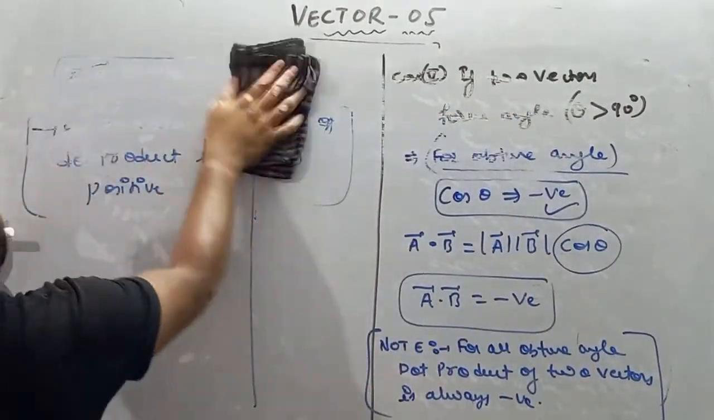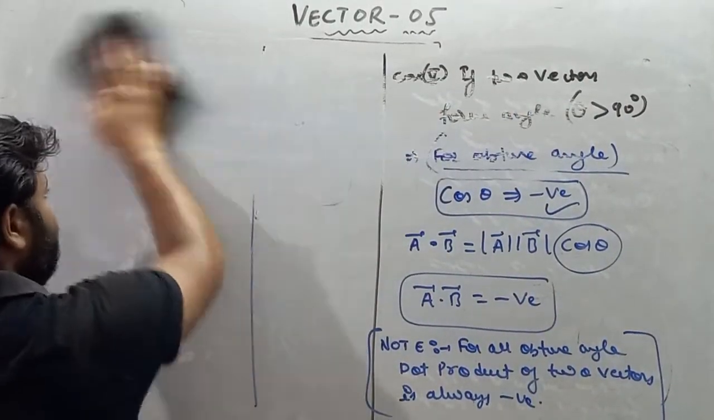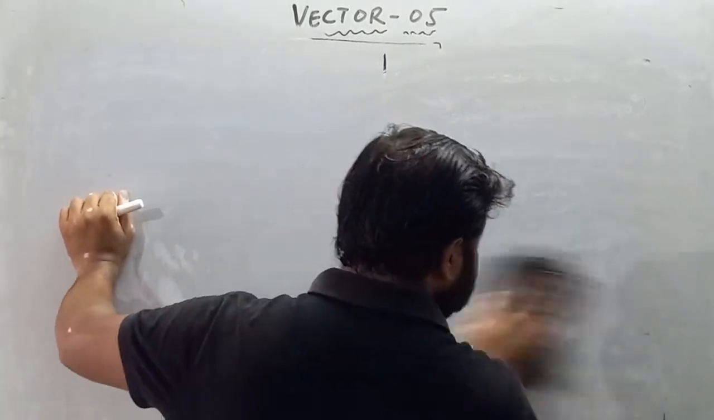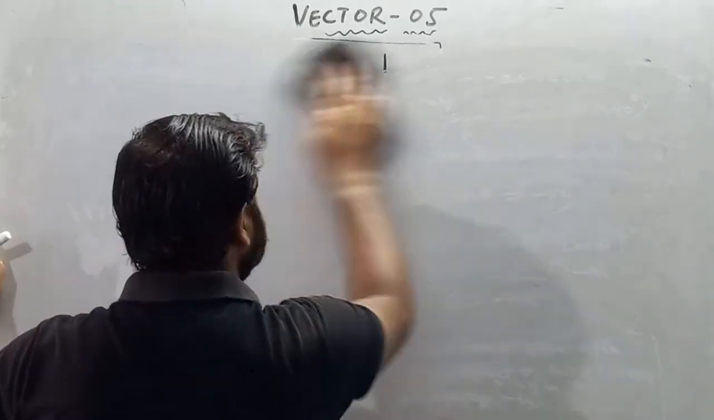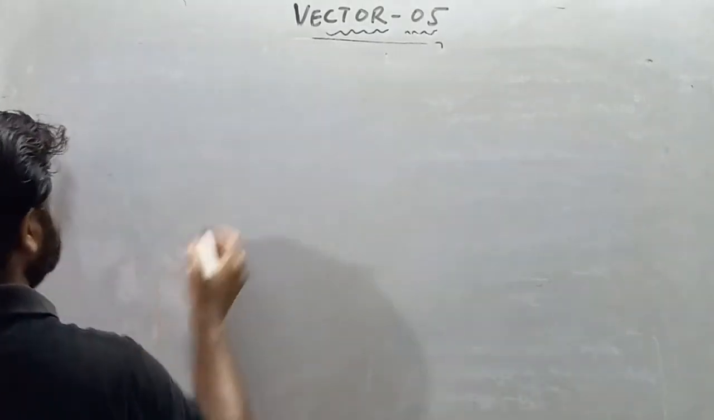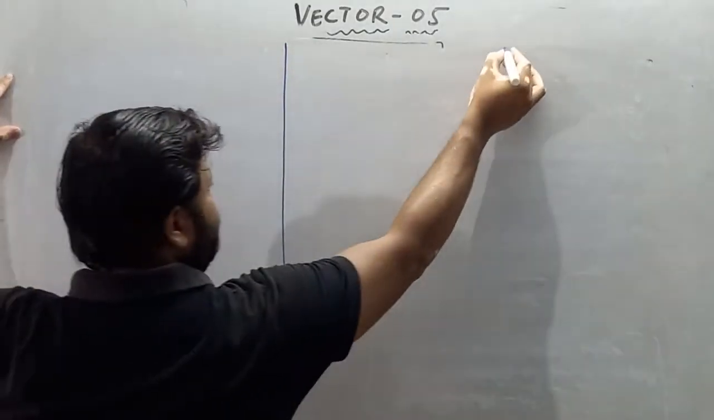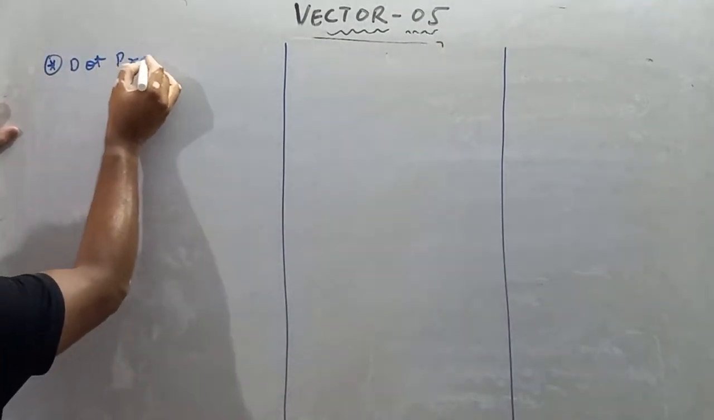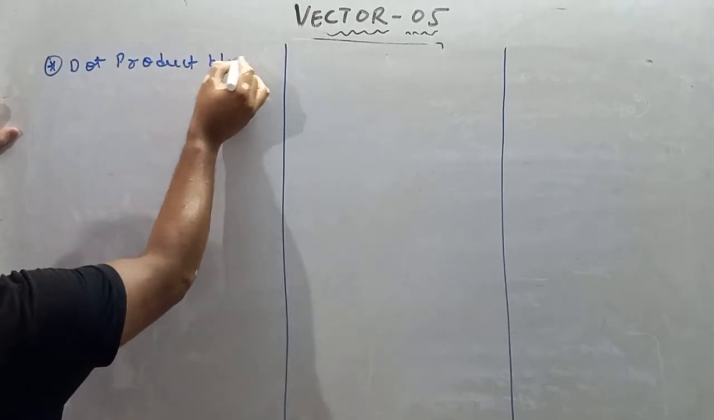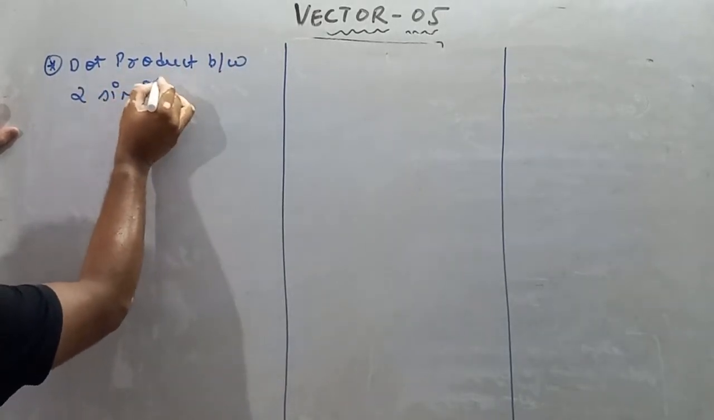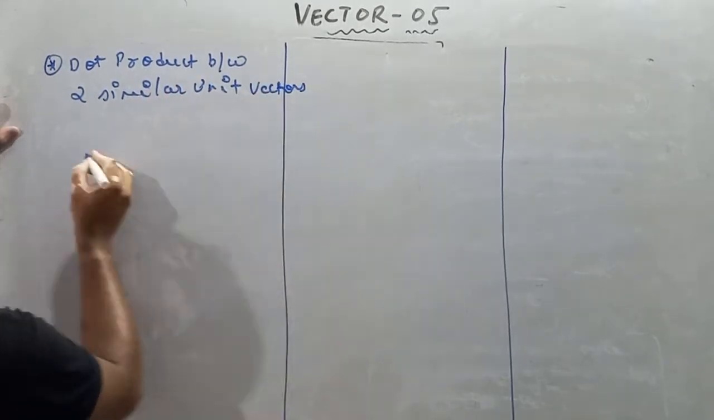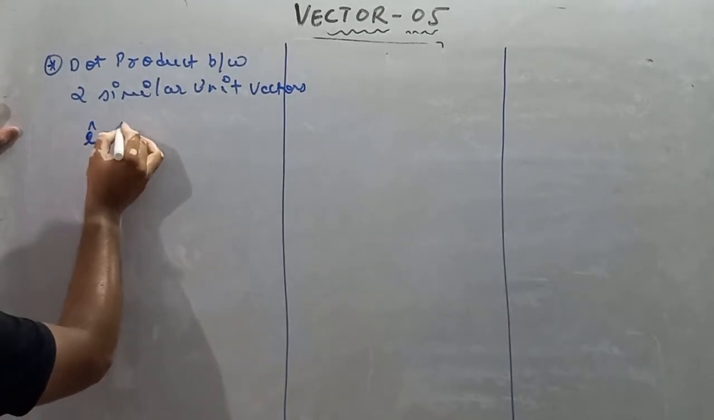Now moving forward, some formula is there. If you perform dot product between two similar unit vectors, I'll write here: dot product between two similar unit vectors, that is I cap dot I cap.